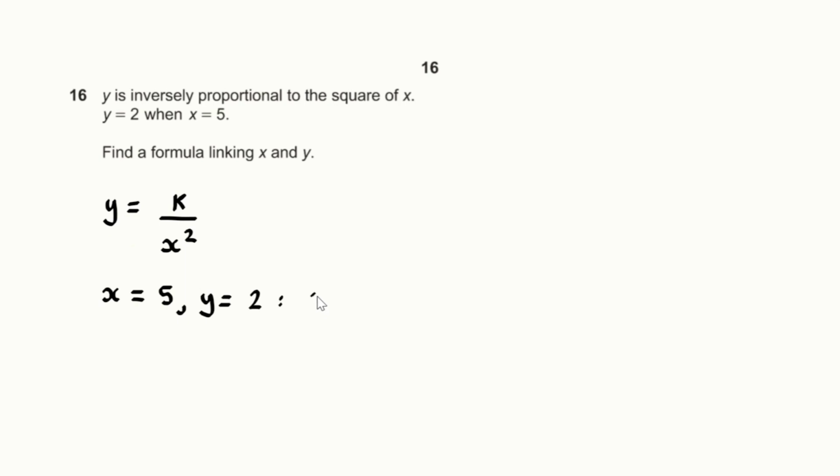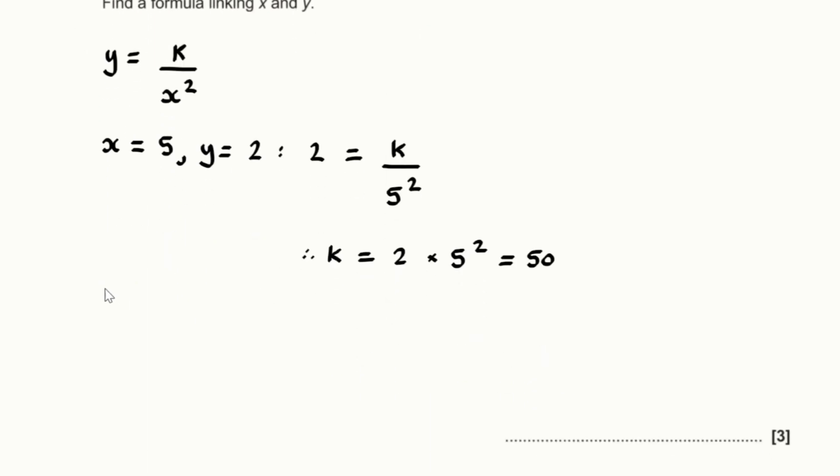Substituting these into here, we've got 2 equals k divided by 5 squared. K equals 2 multiplied by 5 squared, which is 50. And knowing that k equals 50, we can therefore conclude y equals 50 over x squared. So we've got y equals 50 over x squared as our formula.